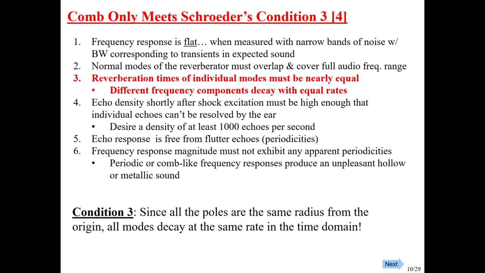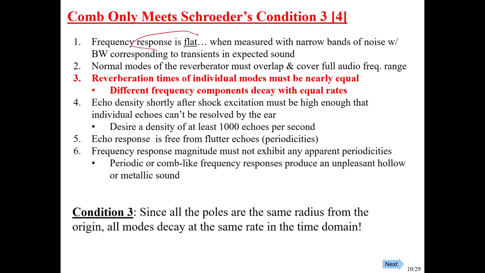We know that poles, when they go into the time domain, will lead to the pole value raised to the n and then a u of n kind of thing. So if they all have the same radius, the magnitude of that, they'll all go down the same. They'll all go down at the same rate. So it meets 3, but it doesn't meet any of the others.